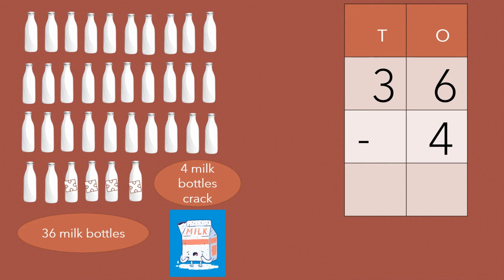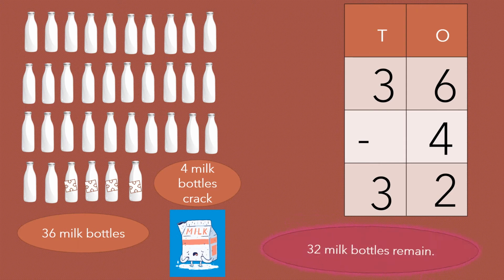Now we'll subtract from the ones column. 6 minus 4 will be 2, and 3 will bring down as it is because there is no digit below 3 in the tens column. We see that our answer is 32. That means 32 bottles remain that are intact or not cracked.